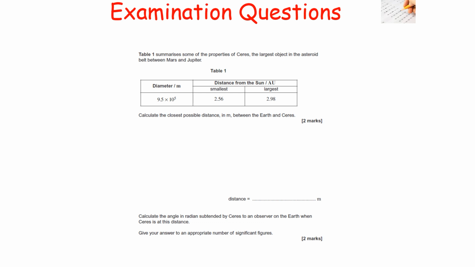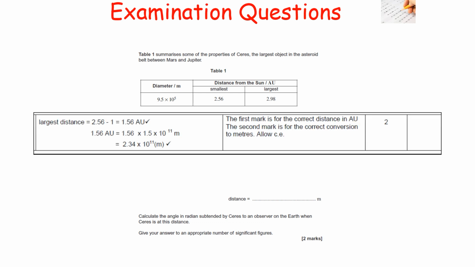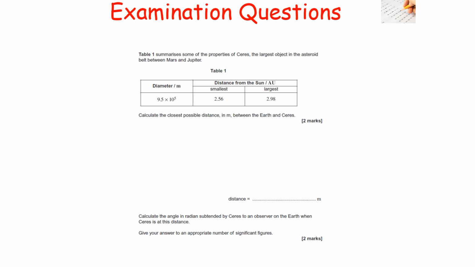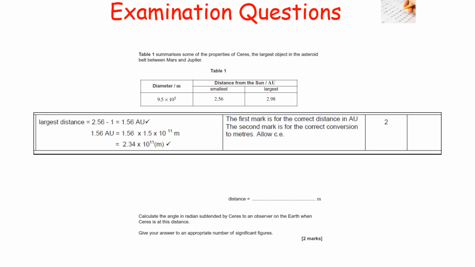Right, so how do you answer this particular question? Well, look at how to calculate the largest possible distance. When you calculate the largest possible distance, it's going to be 2.56 minus 1, which is the distance between the Earth and the Sun. You can work it through like that because we're looking at the distance between the Earth and Ceres. So we'll find the distance from the Sun to Ceres in the table, and then say the distance between the Sun and the Earth is 1. So therefore we can work out that the distance between the Earth and Ceres is 1.56 AU.